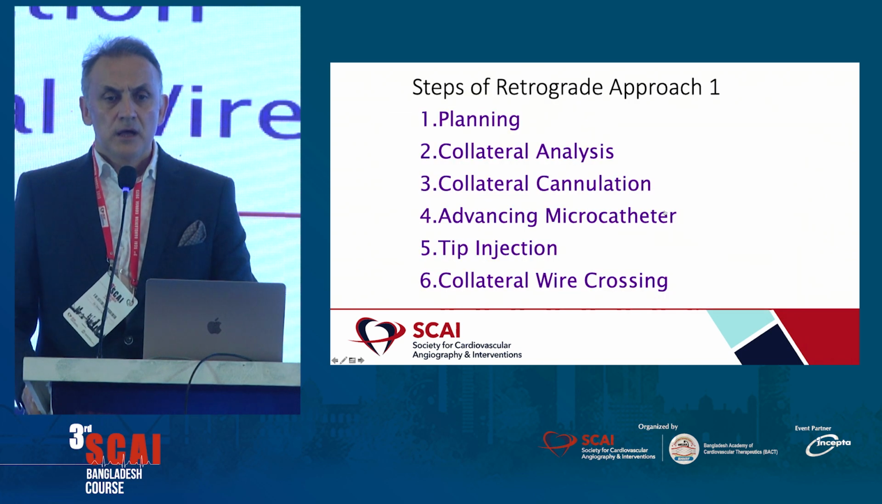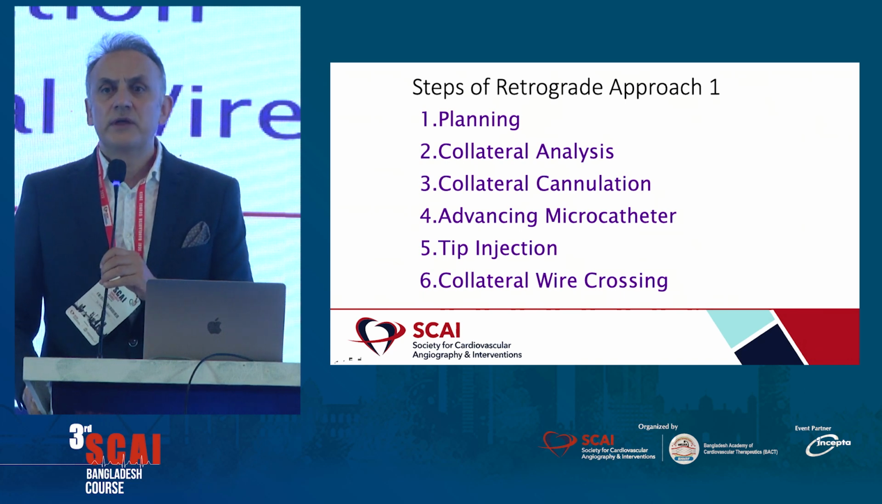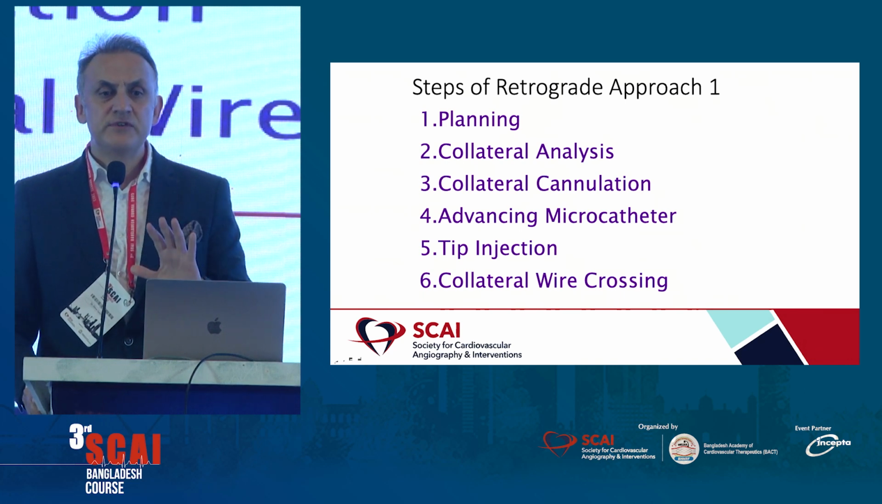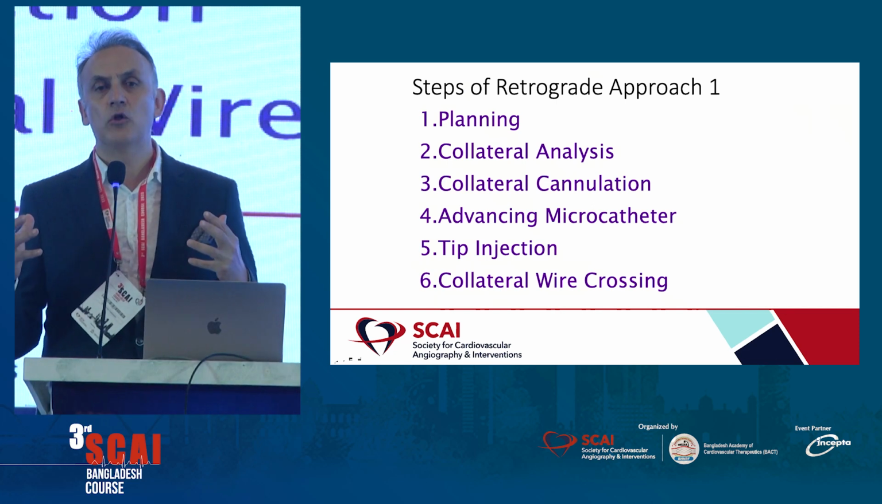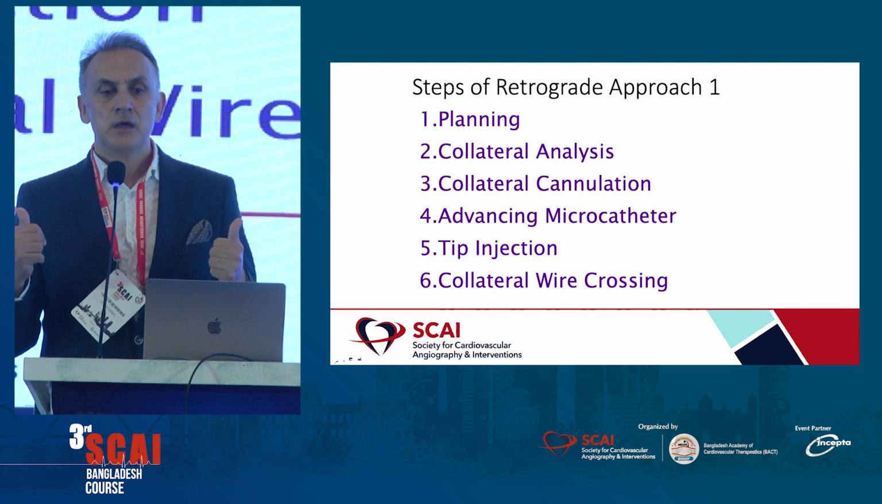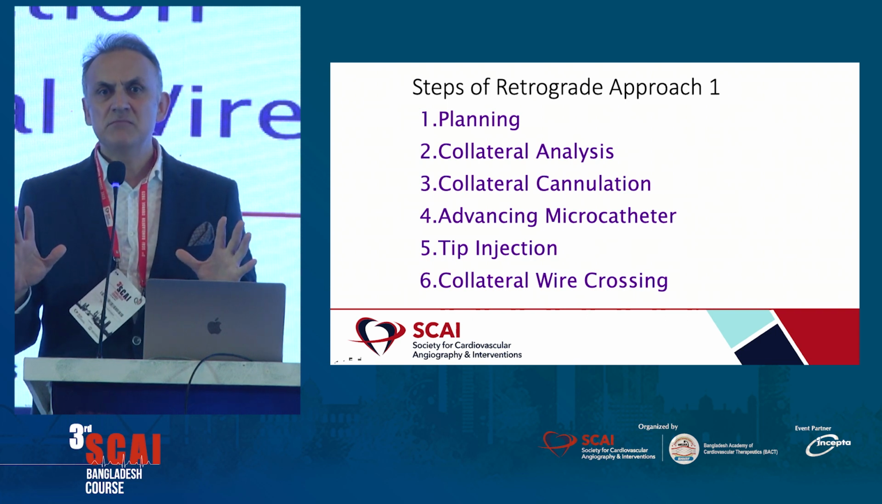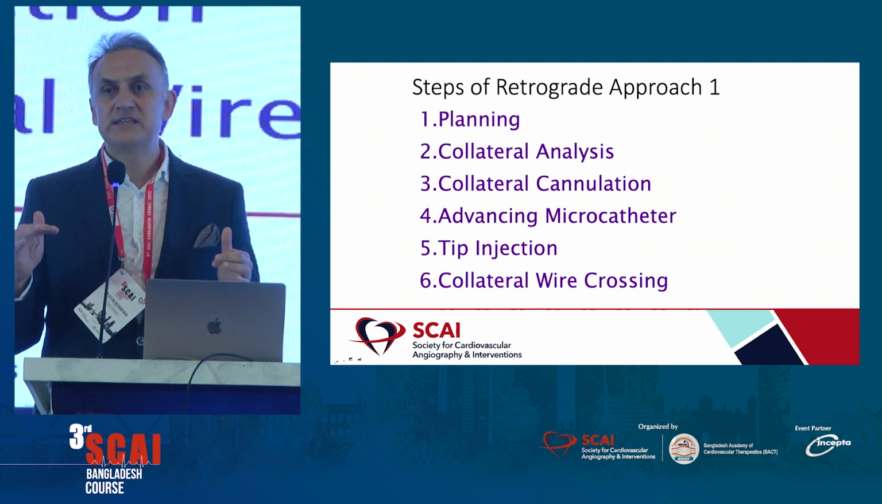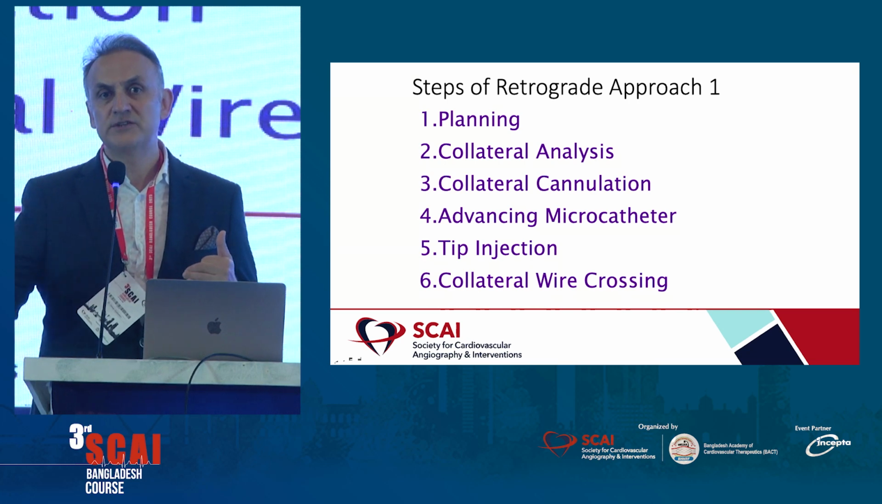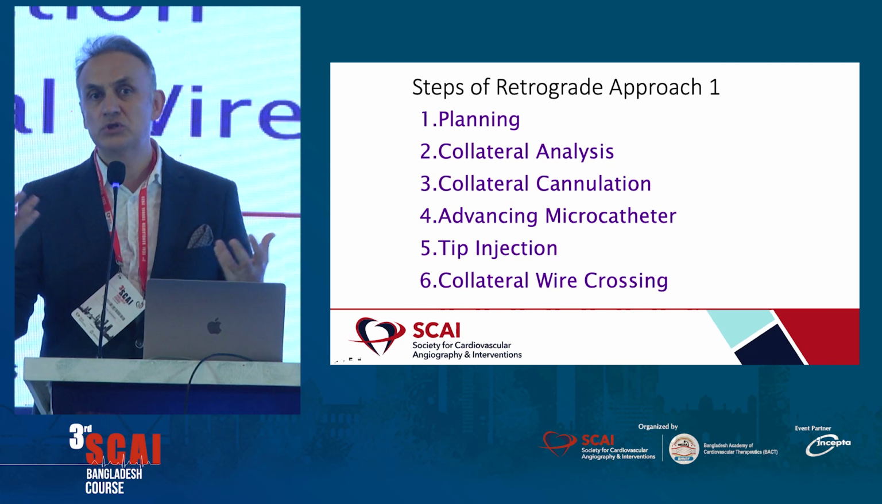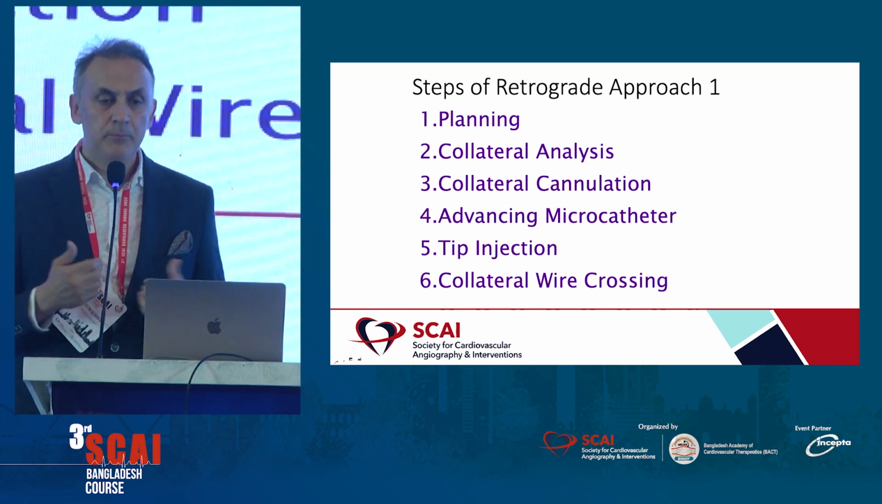So let's talk about retrograde, how we do it. There are some steps we should follow. First, we have to have a good plan. Retrograde is always more complex than antegrade. We have to take care of ACT. It's important. ACT should be higher than 350 because you are dealing with the donor artery. So if you have any occlusion of the donor artery, the patient may collapse.